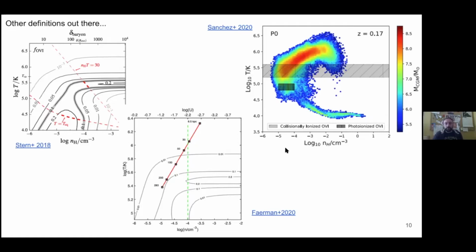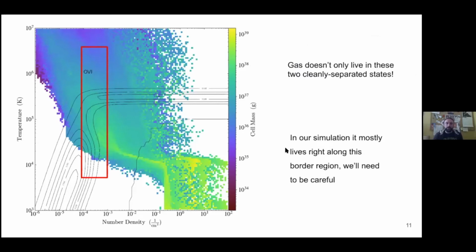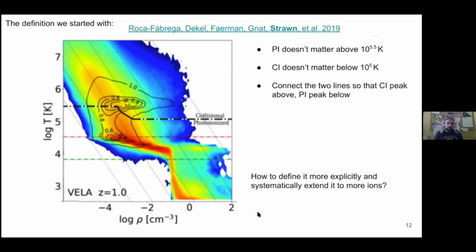And so we are not going to use quite any of those because we actually want to be especially careful around this region, because this is an output from our simulation. I'll talk about our simulation in a little bit more later, but it mostly lives right along this border region, right? So if I draw a vertical line, it's going to be really different results than if I draw a horizontal line or a diagonal line or something else. So we're just going to want to be really careful about that. Here's the definition that we started with. And this is in a paper, the paper that I was first a co-author on, by Fabregat et al. 2019.